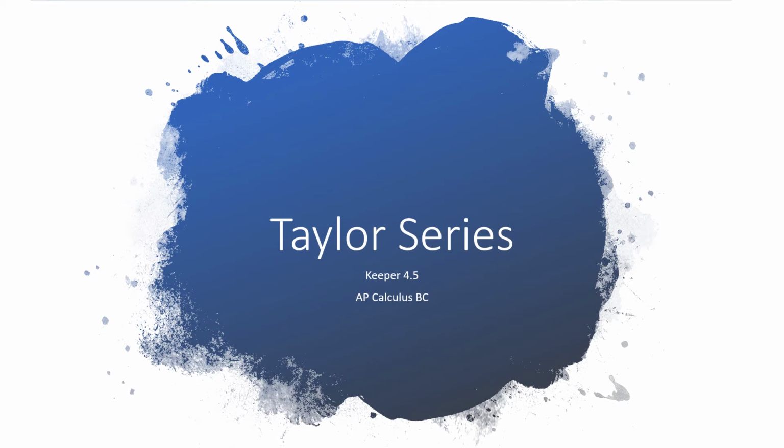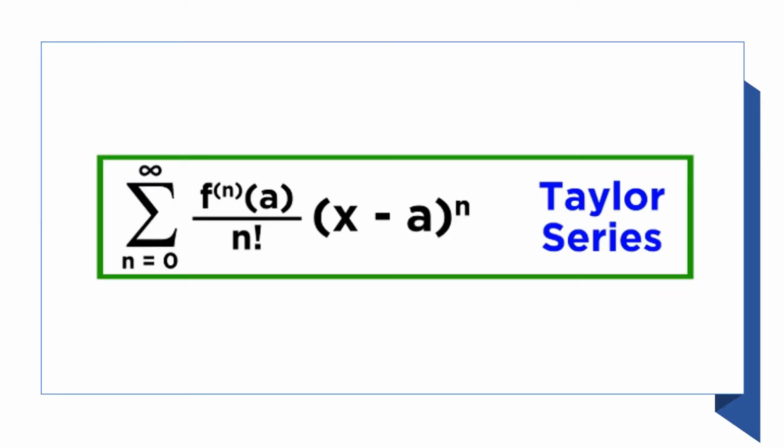Keeper 4.5, Taylor series. Alright, so your Taylor series is your series just like your Maclaurin series, but it's centered at some value. So when the center is 0, it's Maclaurin, but if the center is some other number, then it's a Taylor series. It has the same general format as your Maclaurin series. Again, the only difference is that your center is other than 0. Your center could be like 1 or 5 or 2 or -6 or something like that.